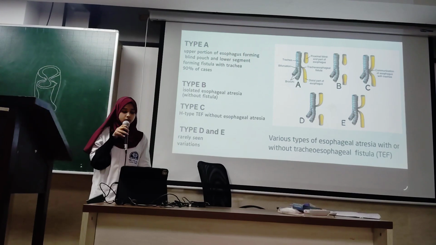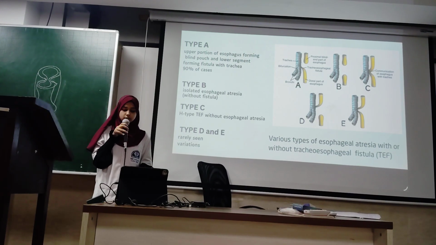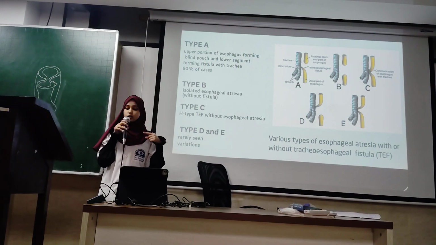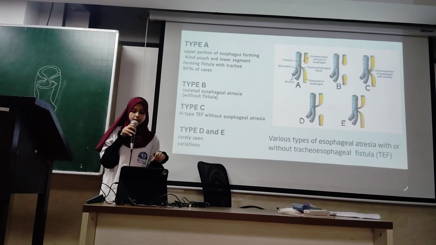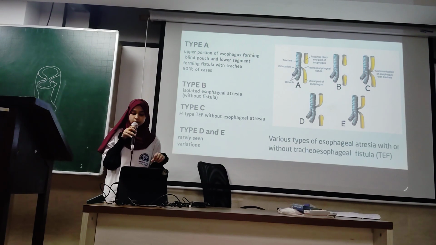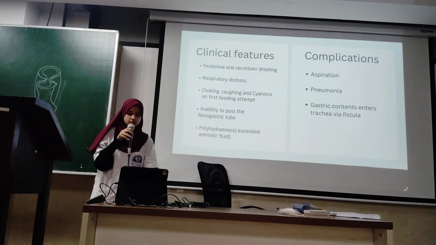Type B, where the tracheoesophageal fistula is not seen and both upper and lower portions of the esophagus form blind pouches. Type C is H-type tracheoesophageal fistula, where no esophageal atresia is seen. And types D and E are rarely seen variations.